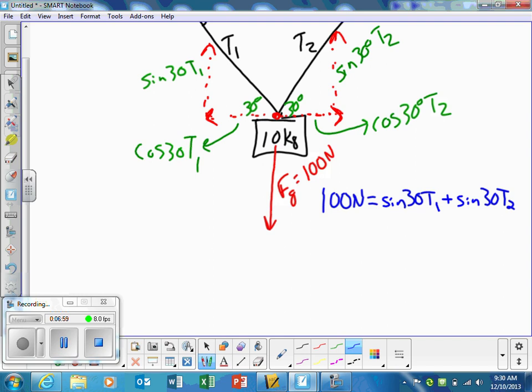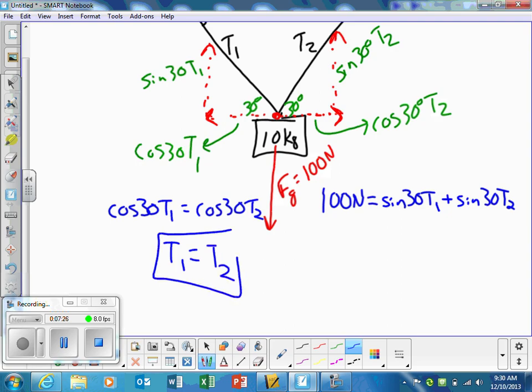Do you agree? Okay. And then we can also say that the cosine of 30 T1 is equal to the cosine of 30 T2. Right? Because those two x's are canceling each other out, otherwise it'd be accelerating. So now we can see that T1 is absolutely equal to T2. You solve for that, do you agree?